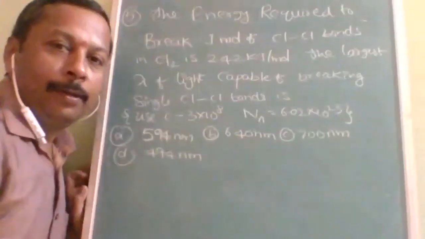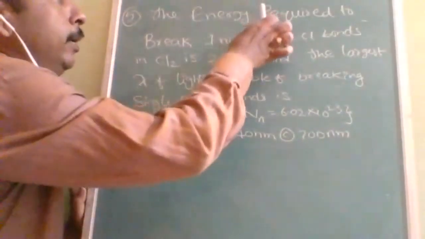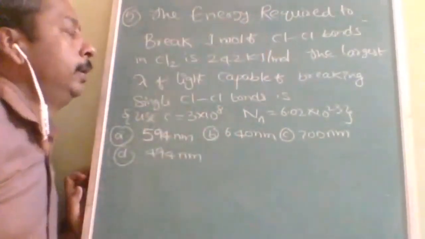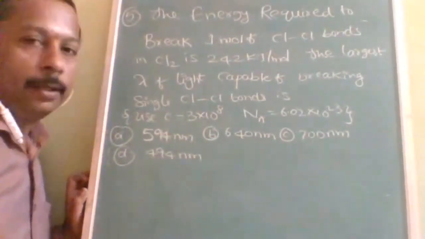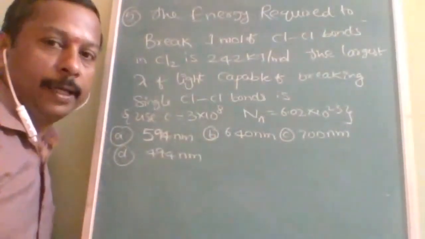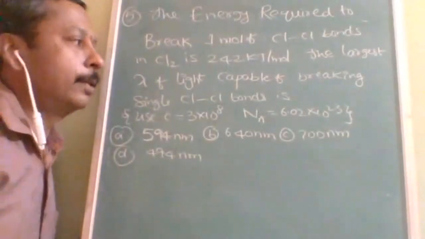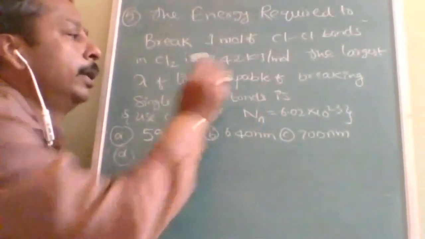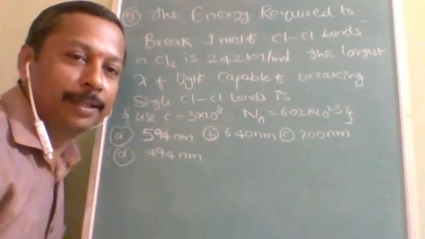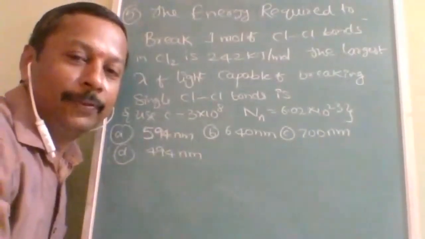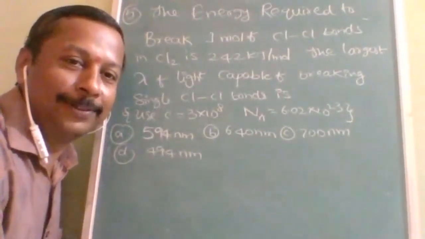Good. Next question. The energy required to break 1 mole of Cl-Cl bonds in Cl2 is 242 kilojoule per mole. The largest wavelength of light capable of breaking a single Cl-Cl bond is: wavelength you have to find out, bond energy given. Can you do it? Give a try, then check with my answer. Are you smart or me? If you are able to do it better than me in the shortest steps, then take a bow.